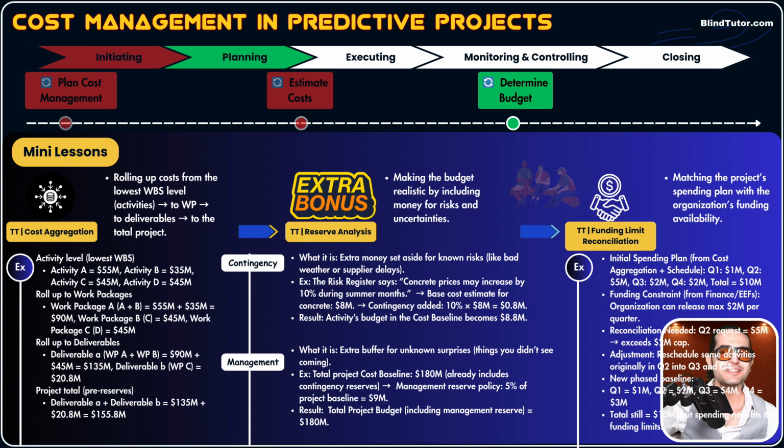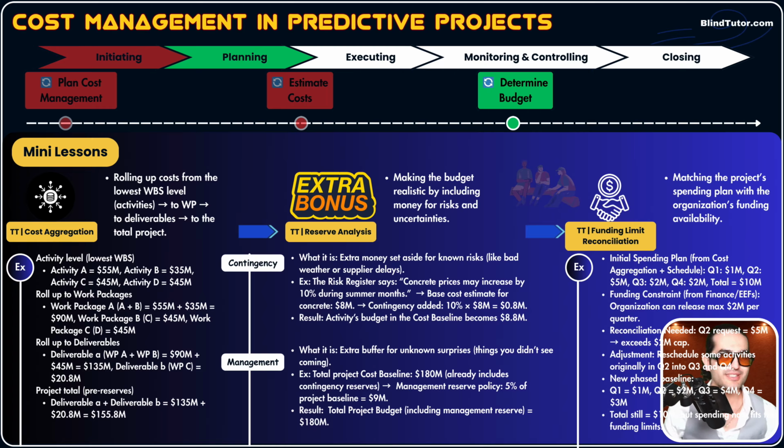We need to apply the concept of reconciliation, guys. So in these scenarios, reconciliation is needed. Okay? So quarter two requested 5 million, exceeds 2 million cap. We apply adjustment. How do we do that? We reschedule some activities which were originally planned to be done in quarter two into quarter three and quarter four.